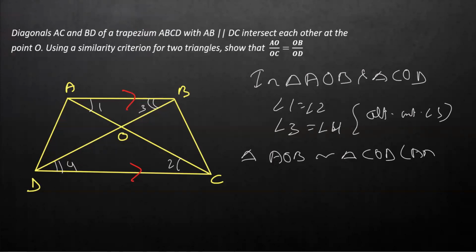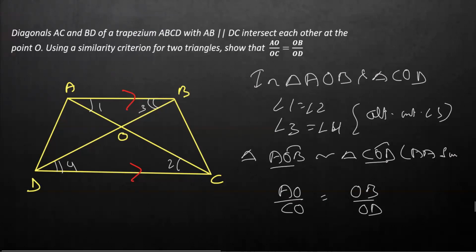is by AA similarity. Now once the triangles become similar, we can write their sides as proportional. So when we write the sides as proportional, as you can see, AO over CO is equal to OB over OD.